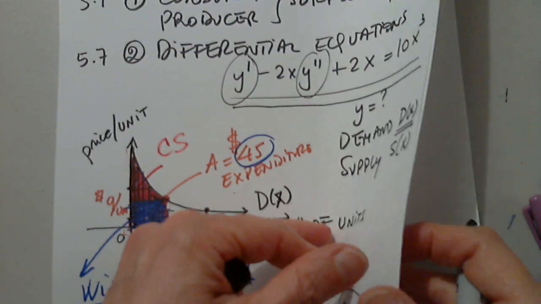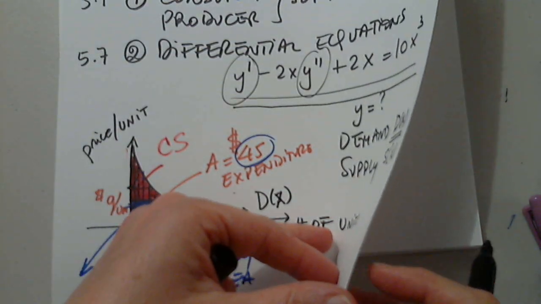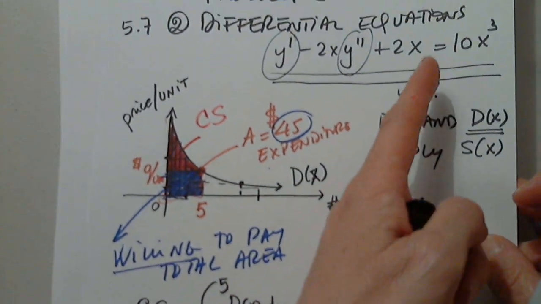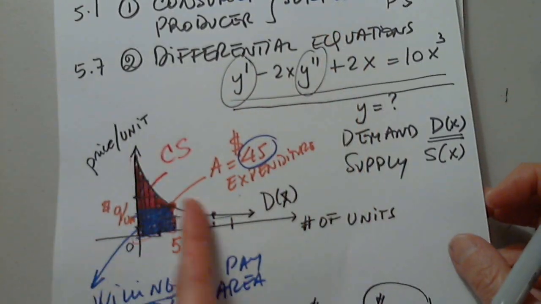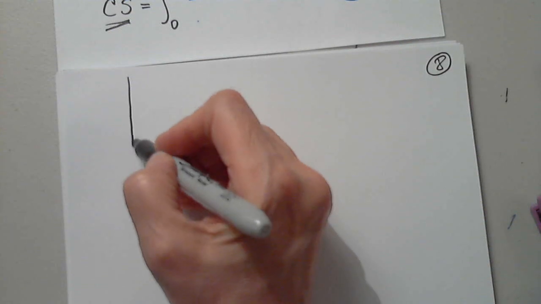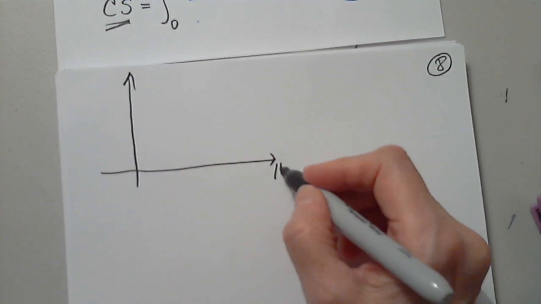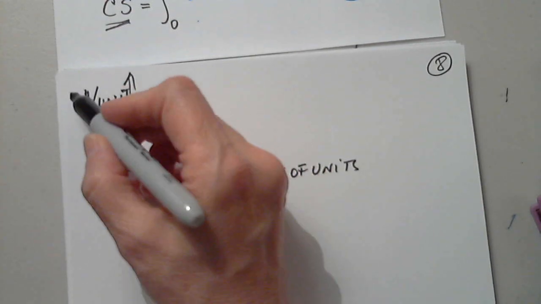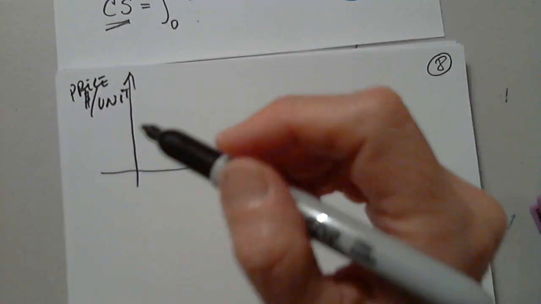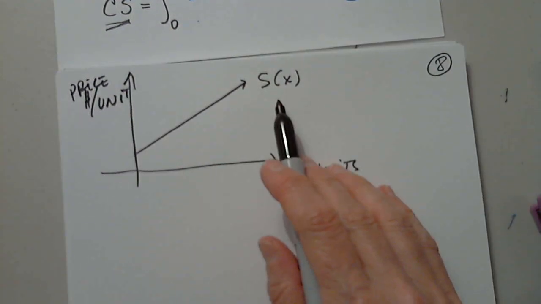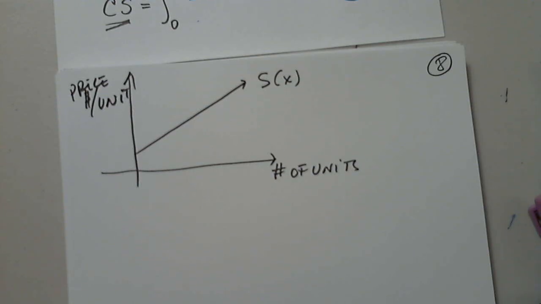Now let's talk about the producer surplus. Any questions before we look at the producer surplus on this? The idea is the same, but of course, the supply function is an increasing function, not a decreasing function, because they are willing to sell more at a higher price. So now the producer surplus. This is still number of units. This is still the price in dollars per unit. And let's say this is S of x, the supply function.